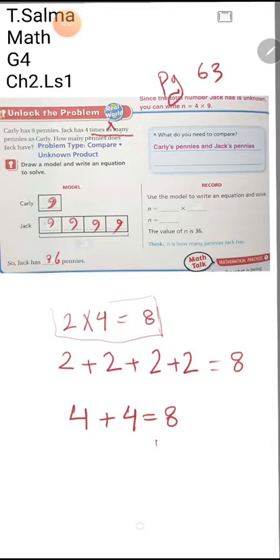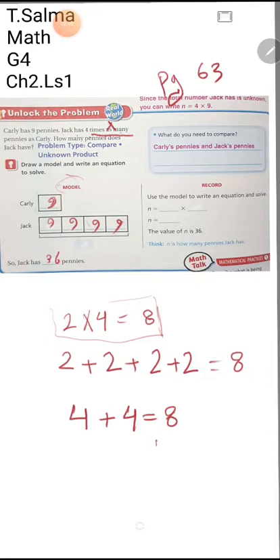How will I know that? From this model. If Carly has only 9, Jack will have 4 times this number. That means I have to repeat this number 4 times. Okay? So the final answer is 36. This is the model, how I will describe the multiplication here by using a model. So I will use these bars.